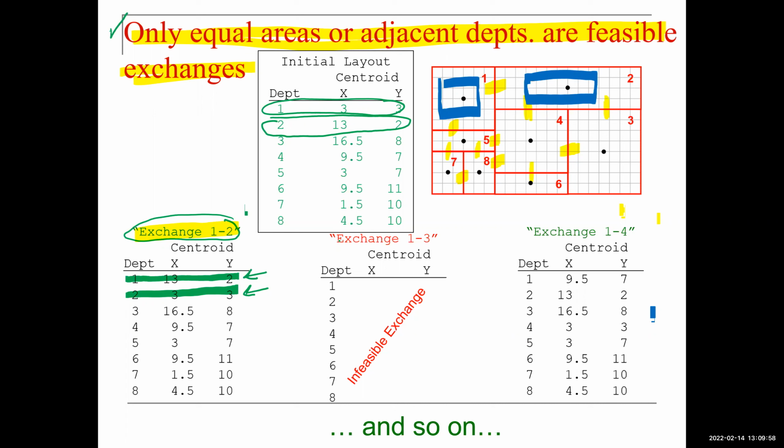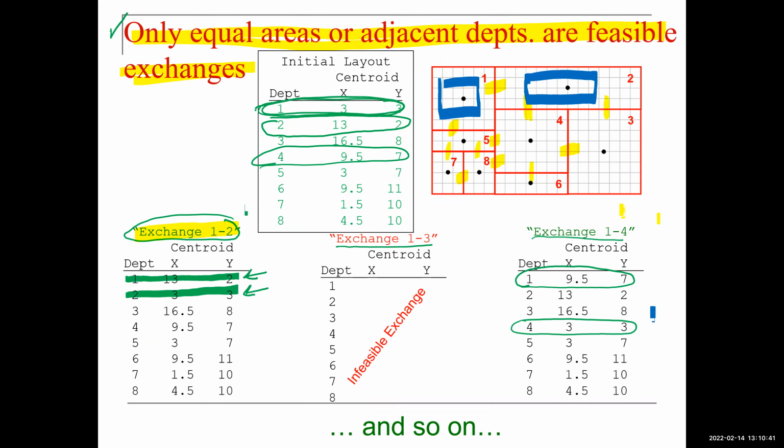And you see, there's an example of an invisible exchange, which I mentioned already. Exchange 1 and 3 is invisible because they are apart. They don't have the same area. Exchange of 1 and 4: you can see now 1 has the centroids of 4, right? And 4 has the centroids of 1. So swapping means you're locating this department in the same centroid location of the department that was there.